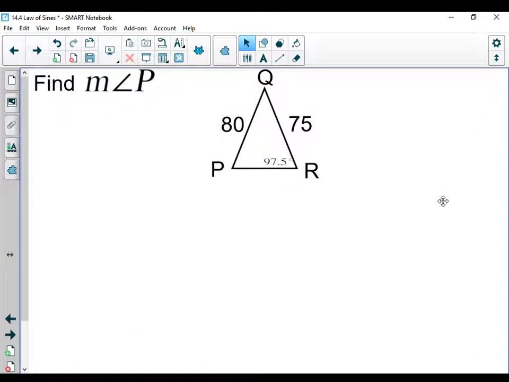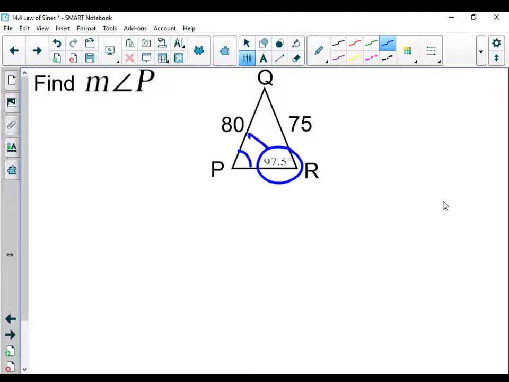Let's try another one of those examples. And we are looking for P this time, so we don't have to subtract in the end. And they used 1 decimal place. So go ahead and pause this and try this one on your own.